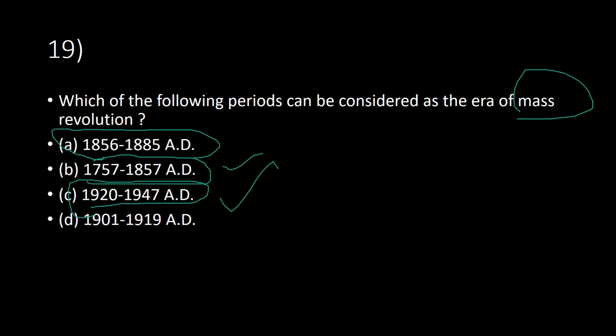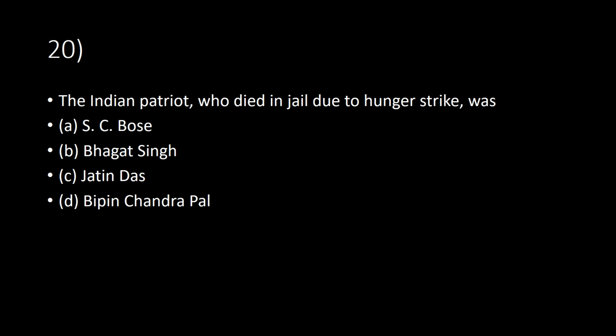Okay, so that is why it is called the mass era. So guys, the next question is, the Indian patriot who died in jail due to hunger strike was Subhash Chandra Bose, or Bhagat Singh, or Jatin Das, or Bipin Chandra Pal? So even though you don't know the answer, you can still answer by elimination method.